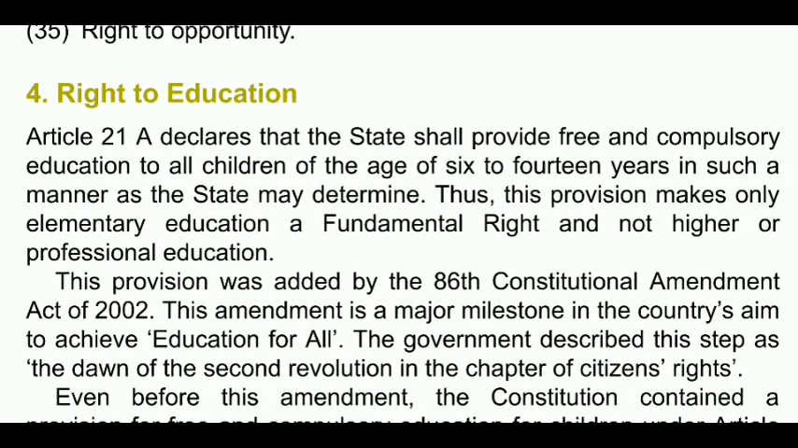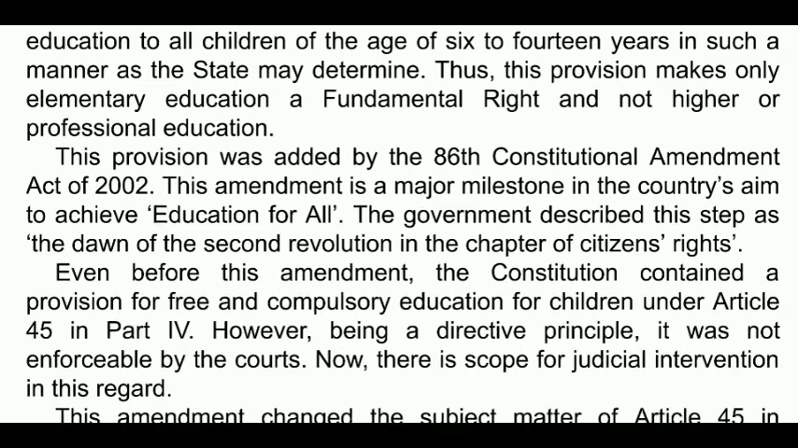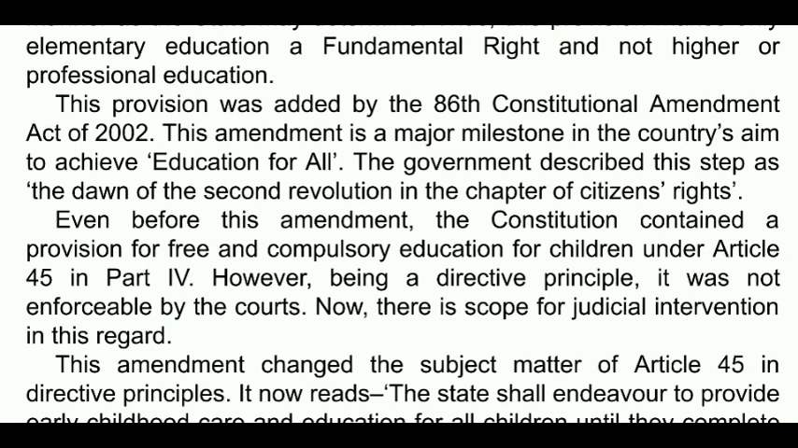Now the fourth one, right to education. Article 21A declares that the state shall provide free and compulsory education to all children of the age of 6 to 14 years in such a manner as the state may determine. Thus, this provision makes only elementary education a fundamental right and not higher or professional education. This provision was added by the 86th Constitutional Amendment Act of 2002.